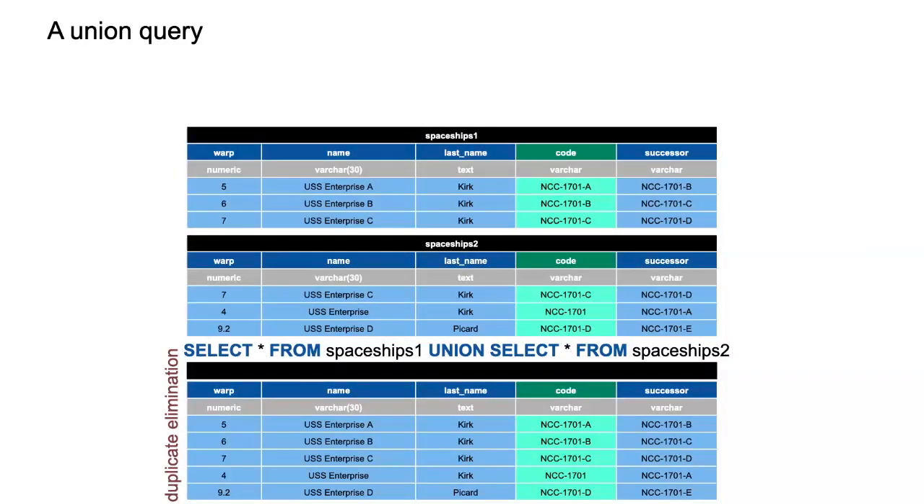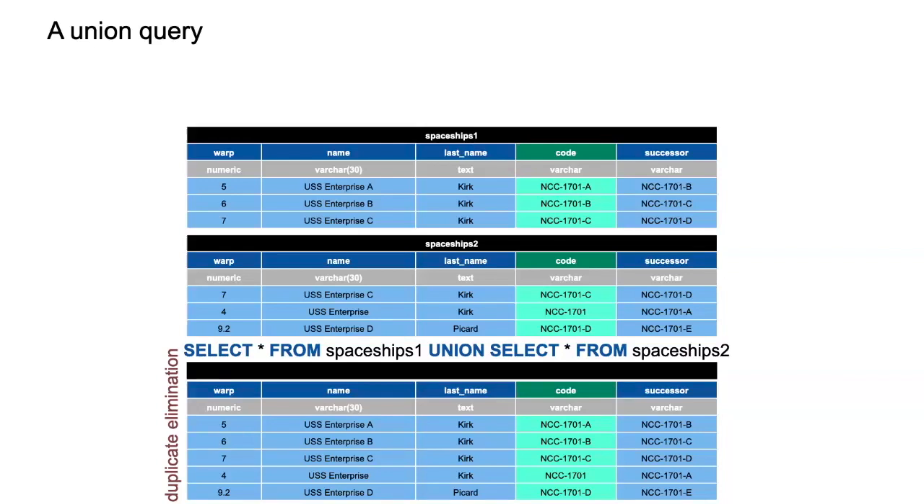Now, what else can we do? We can take multiple tables and merge them. When I say merge, there are different ways of doing that. One way is a union. So you take a first table that contains a few spaceships, then you take a second table that contains other spaceships, and you take the union of that.